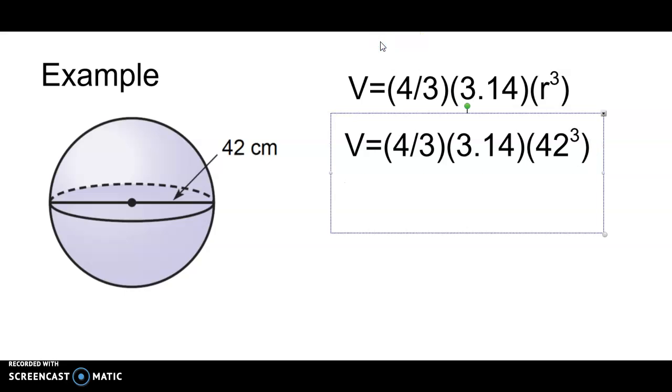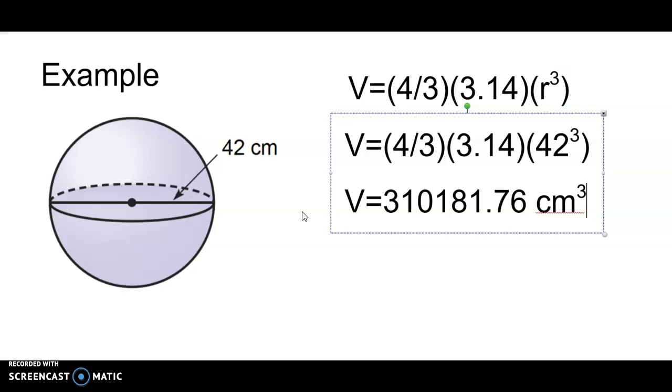Okay, so then we're just going to put this in our calculators and we will get the volume of a sphere. And we end up with 310,181.76 cubic centimeters. And remember, we have to use the exponent cubed when we are dealing with volume. So it's a very simple calculation. You just have to find the radius.